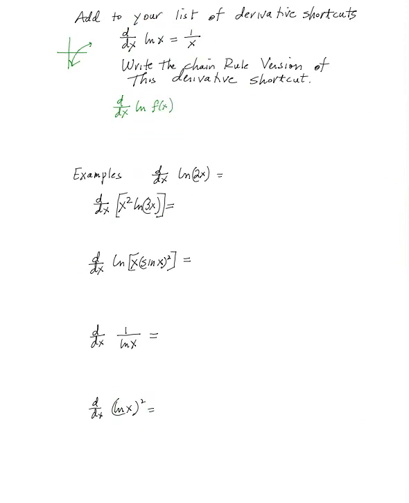Now you've got a composite function. The outside function is natural log. The inside function is f of x. This says the derivative of the outside is just 1 over whatever you're taking the natural log of. So the derivative of the outside is 1 over f of x. But chain rule says I've got to multiply by the derivative of the inside, so f prime of x. So this is the chain rule version of that derivative shortcut.